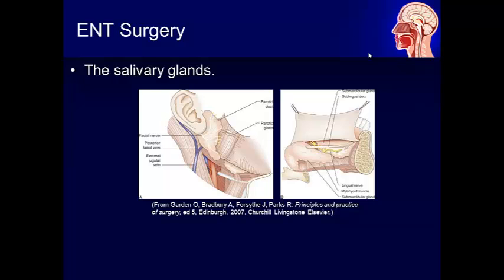Two more important structures that reside in the neck are the salivary glands and the thyroid gland. The salivary glands have 3 pairs, and in order of largest to smallest, the largest is the parotid, getting smaller is the submandibular, and the smallest are the sublingual glands. We also have hundreds of minor salivary glands, but these 3 are the main attraction in regards to salivary gland surgery.